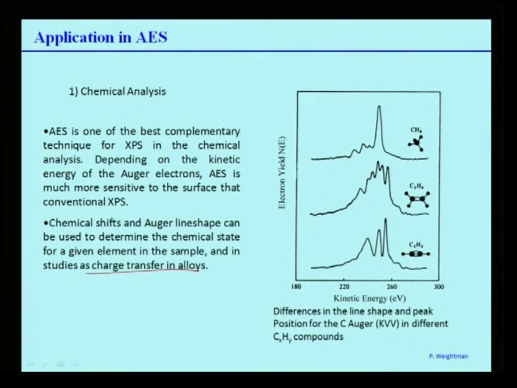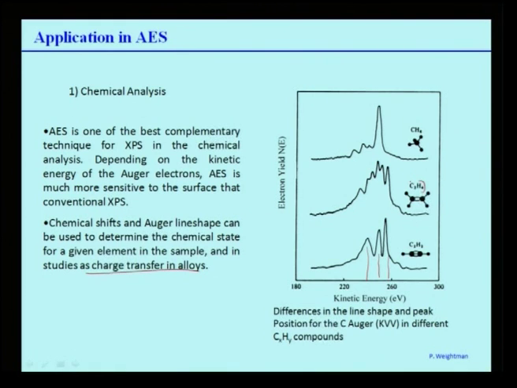Let us now look at the differences in the line shape and the peak positions for the carbon KVV Auger spectra, where VB stands for valence band, in different CxHy compounds. First, let us talk about acetylene, C2H2. There are triple bonds between two carbon atoms. You can clearly see there are three distinct peaks, one broad and two very sharp peaks, coming at around 240 to 260, 255 actually, keV.